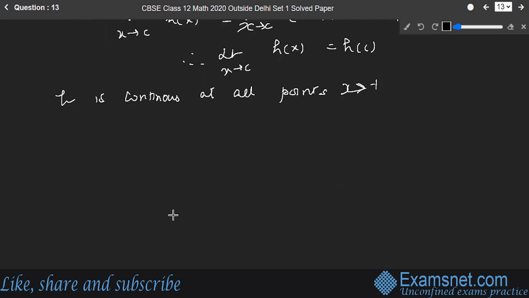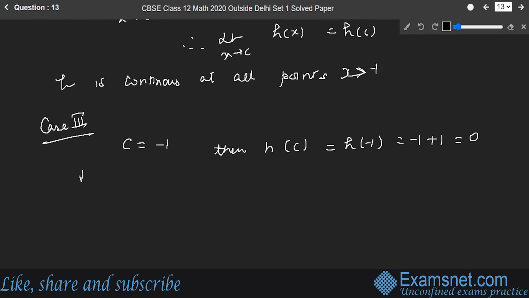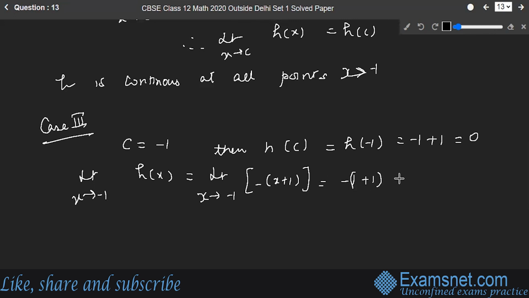Okay. Now the last one, case 3, when C is equal to minus 1, then h of C will be equal to h of minus 1, which is equal to minus 1 plus 1, which is equal to 0. Therefore, the limit as x approaches minus 1 of h(x) is equal to the limit as x approaches minus 1 of minus of x plus 1 is equal to minus 1. Sorry, not.